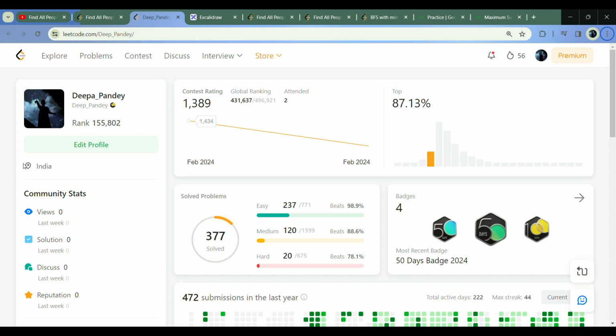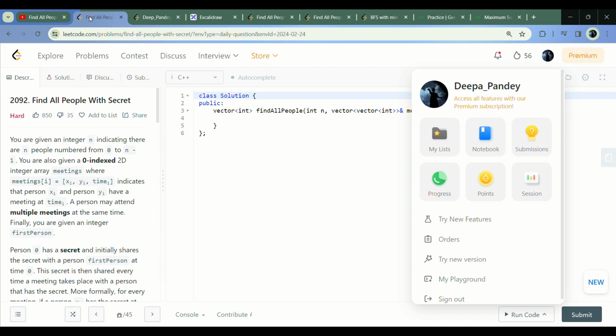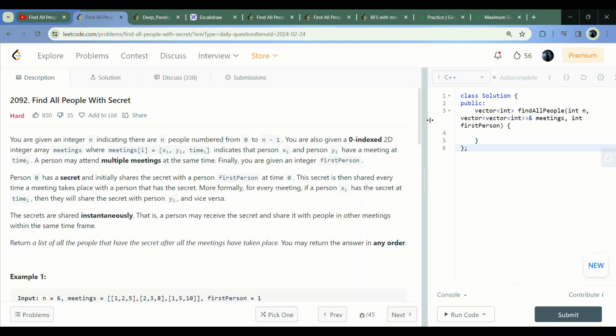We are back again to solve today's problem of the day, which is to find all the people with secret. So now let's first read this problem.